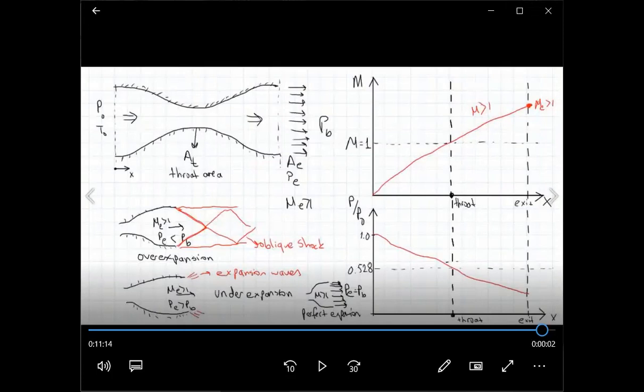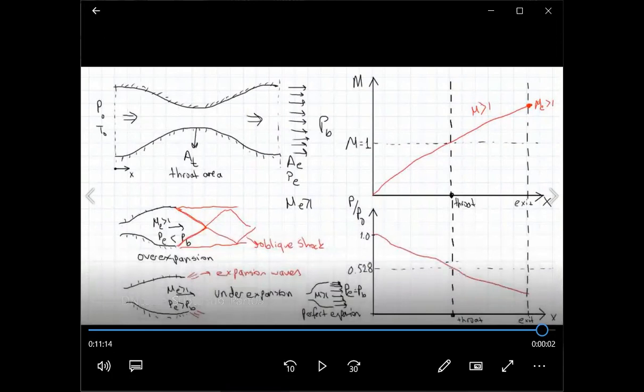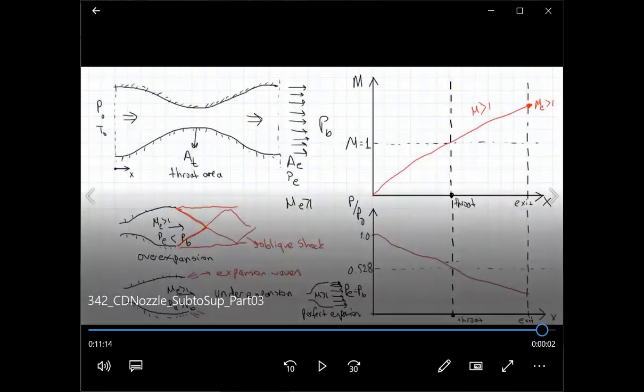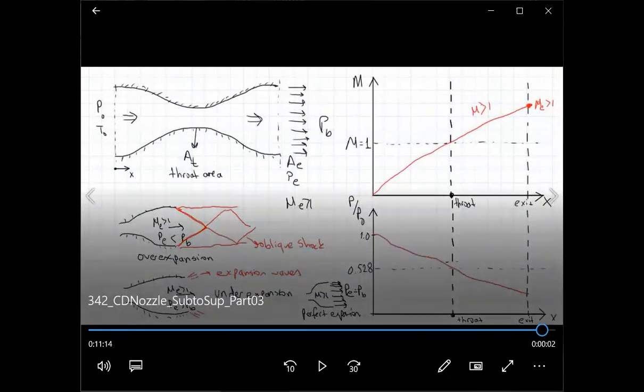It can happen. But what can also happen is these two cases. When PE is less than PB, which is called an overexpansion. Overexpansion means PE is so low, it's overly expanded, so low that it's lower than PB. But outside the nozzle, it still has to reach the atmospheric condition because it is being released to the atmosphere. So the only possibility to increase its static pressure from PE to PB is to go through a series of shock waves.